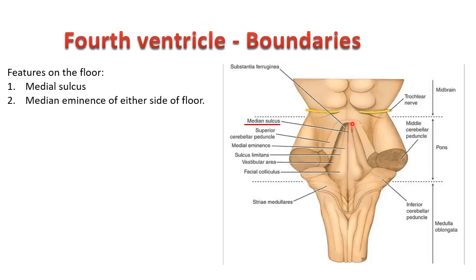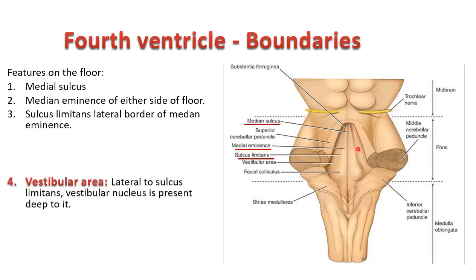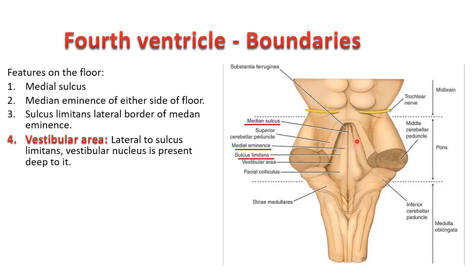The median eminence is bounded laterally by another sulcus or line which you are able to see here, that is called the sulcus limitans. So that is the sulcus limitans which you see on either side. So first what we saw is the median sulcus. This eminence is the median eminence, and more laterally what you see is the sulcus limitans. Then lateral to the sulcus limitans, this whole area is the vestibular area.